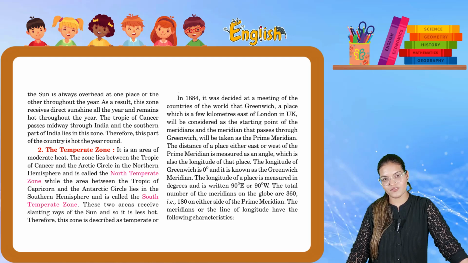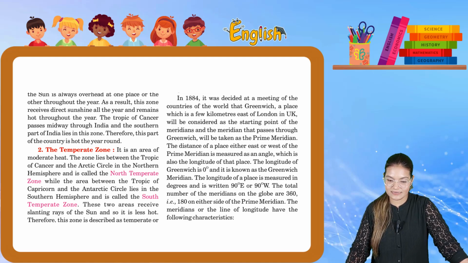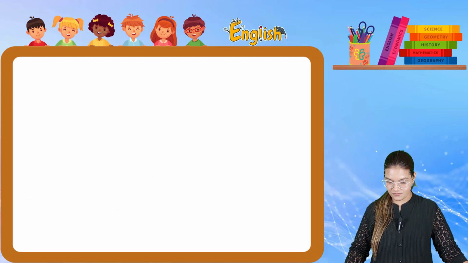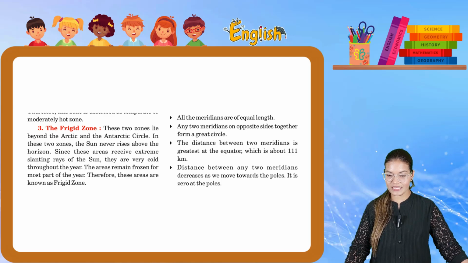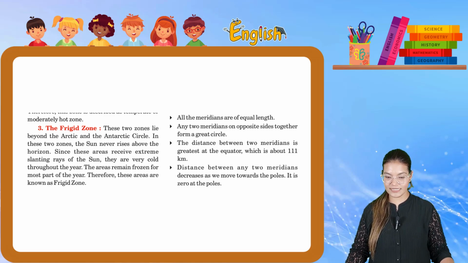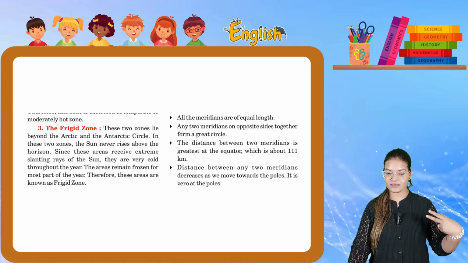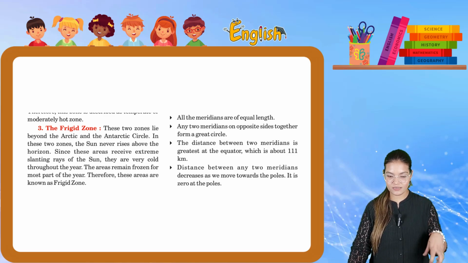The meridians or lines of longitude have the following characteristics. Sorry, there are 4 points. All the meridians are of equal length. Any two meridians on opposite sides together form a circle. The distance between two meridians is greatest at the equator, which is about 111 kilometers. The distance between any two meridians decreases as we move towards the poles. It is 0 at the poles.